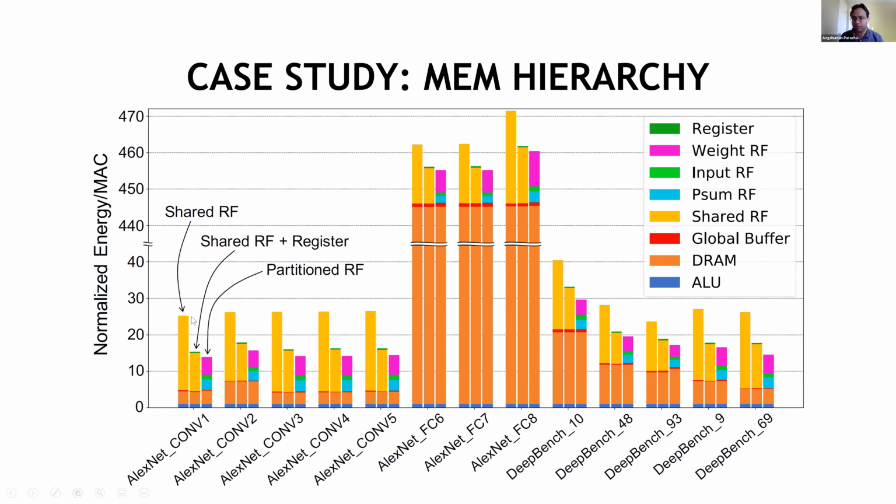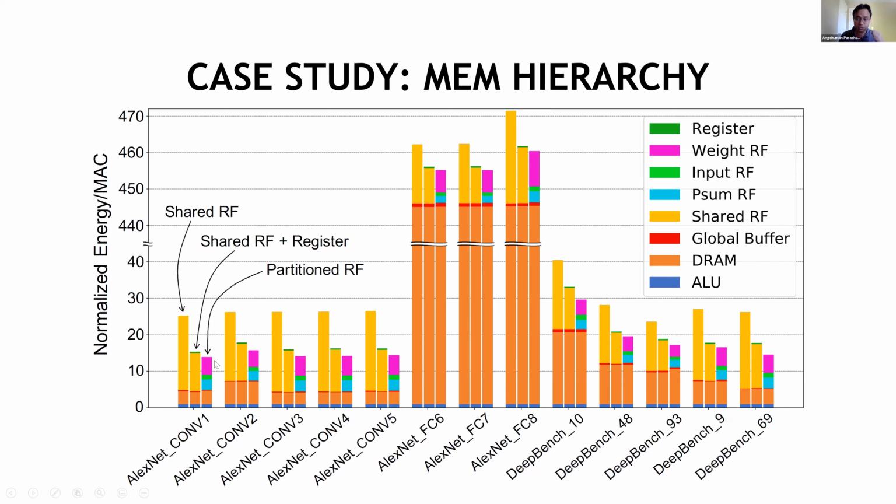And so one experiment that we conducted together with them is, hey, what if we added a single register to sort of filter out some of these accesses? And that's what you see as the second bar. And you can see across all of the workloads, there's a dramatic reduction in energy as you move from the shared register file into this filtered architecture with a single L0 register.